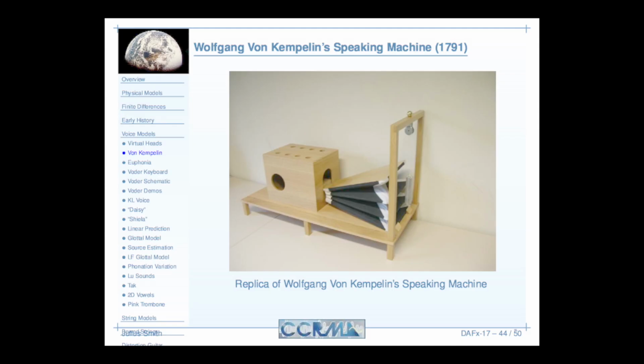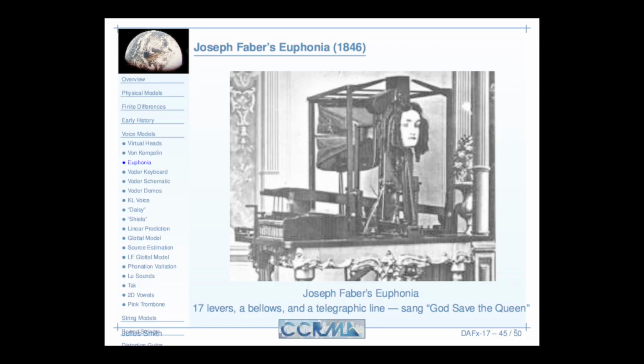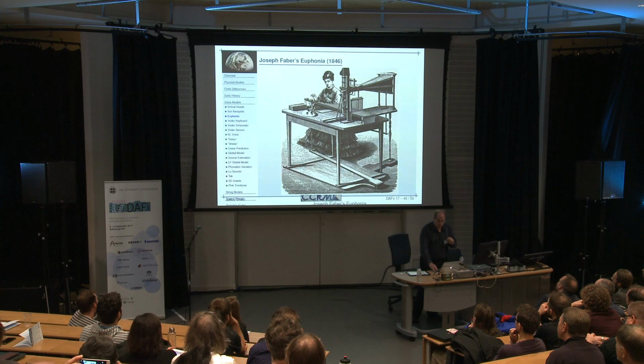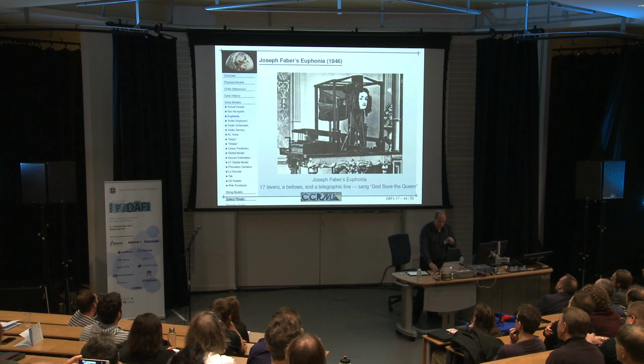So here's another speaking machine, the Wolfgang von Kempelen speaking machine. It's got a bellows, it's got an articulator, and this goes back to 1791. And this is actually Joseph Faber's Euphonia, 1846, and here's another picture of it. It's got a bellows, it's got 17 levers and a telegraphic line. It could sing God Save the Queen. And it is said to have influenced Alexander Graham Bell. And you see a lot of this sort of influence, like the telharmonium influenced the Hammond organ. You can actually see it in the design of the tone wheels.